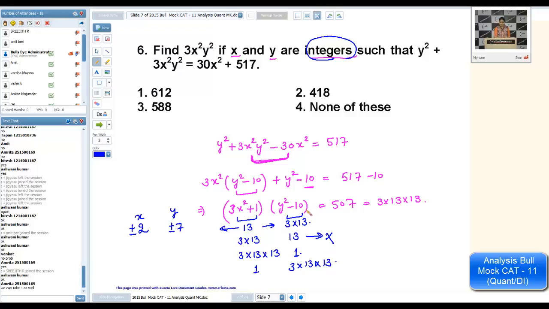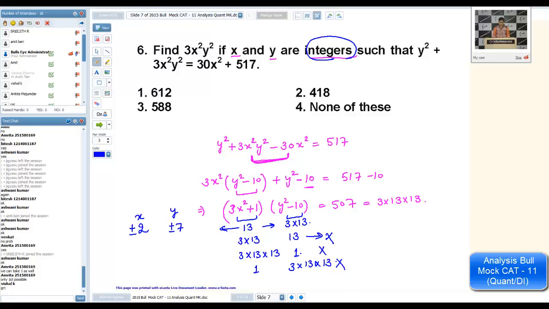Similarly, if I take the third one, y square minus 10 is equal to 1. Y square is equal to 11 then, which is again not possible since y is an integer. It should be a perfect square always. So all the three remaining solutions are dropped. We are left with only one solution, that is the only permissible solution, which is satisfying. Yes, Amrita, exactly. Only the first is possible. So now you can find the value of 3x square, y square by putting values. Is it okay? It's a nice concept, integral solution.